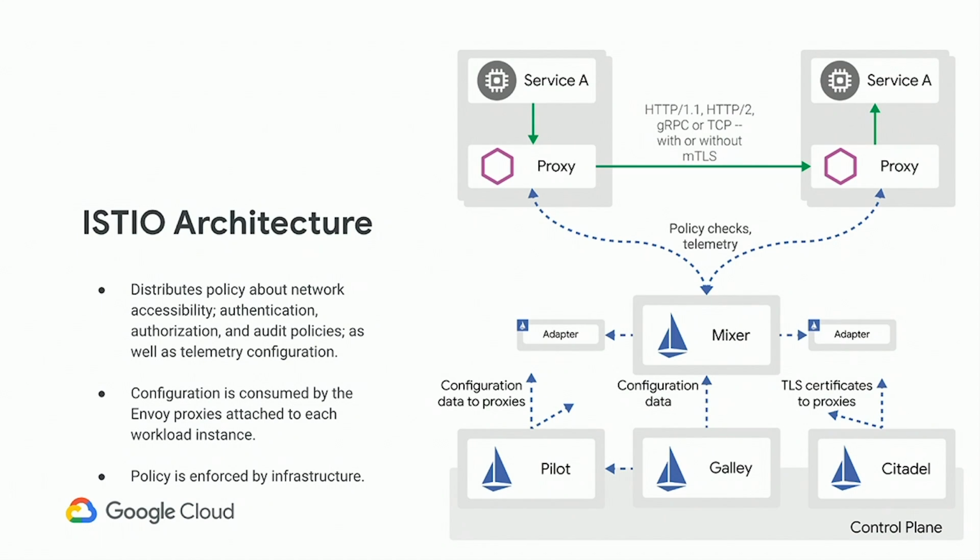So you add Istio to services by deploying a sidecar proxy throughout your environment. It intercepts all network communication between microservices. One then configures and manages Istio using its control plane functionality. This allows, for instance, Zoctix to distribute policy about network accessibility, about authentication, authorization, and audit policies, as well as telemetry configuration. The configuration is consumed by the Envoy proxies attached to each workload instance, and policy is enforced by the infrastructure.